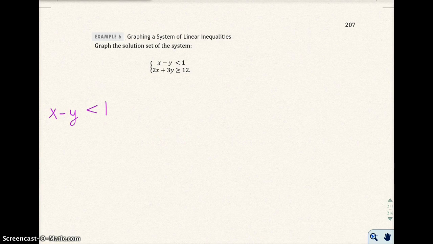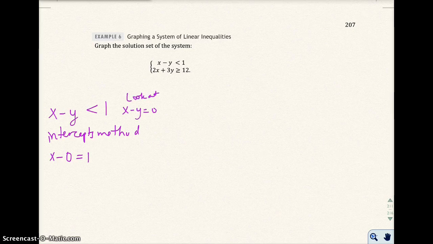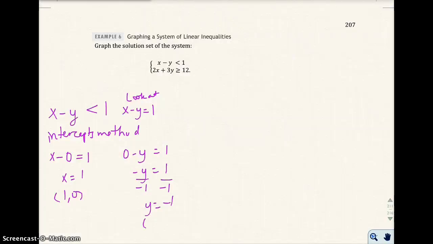I'm going to use the intercept method. Let's do the x-intercept first. So I get x minus 0 equals 1, and I'm looking at x minus y equals 1. So I get x equals 1, so it's (1, 0). And then I have 0 minus y equals 1, so negative y equals 1, divided by negative 1, I get y equals negative 1, so (0, -1).